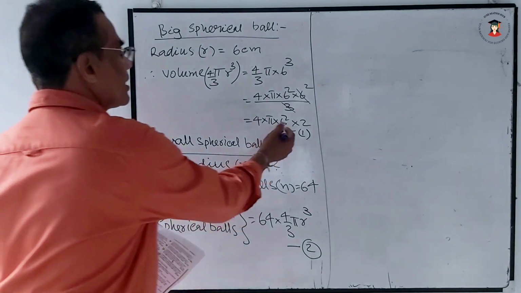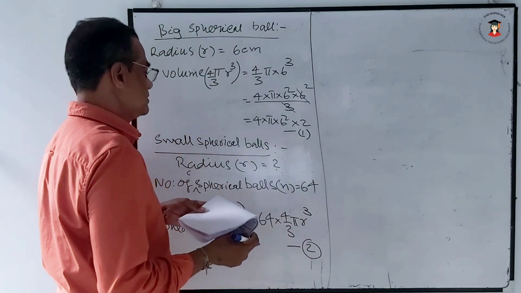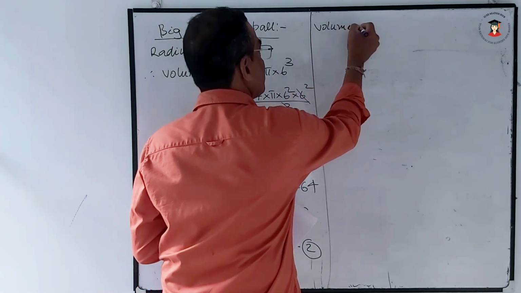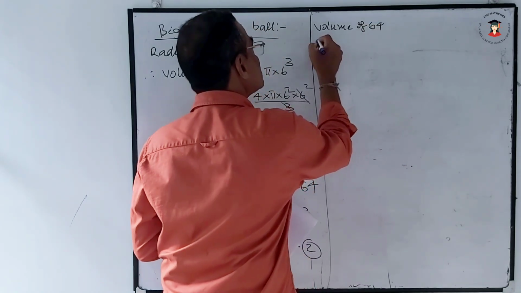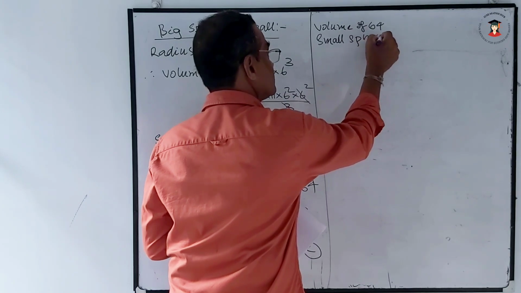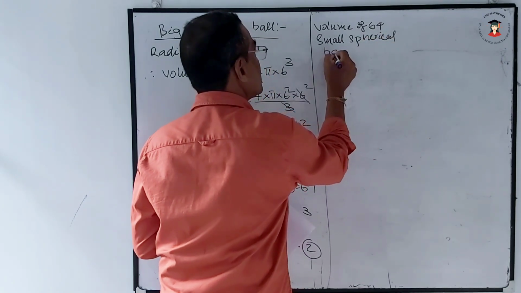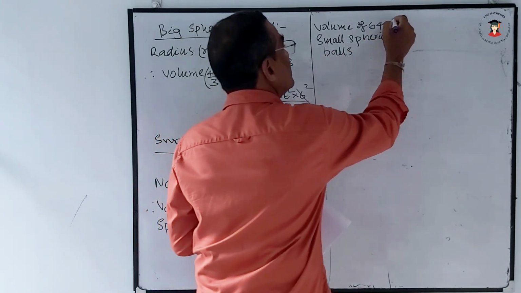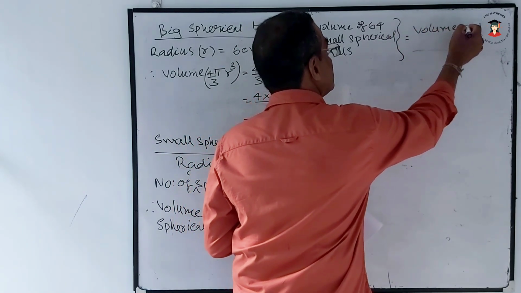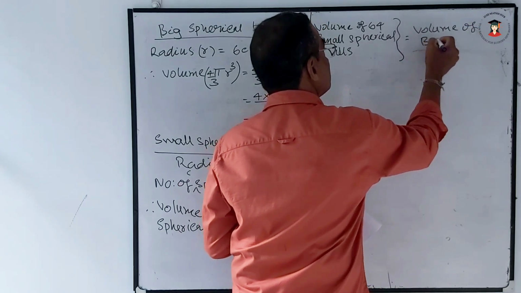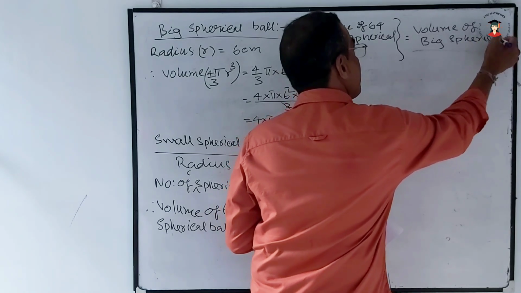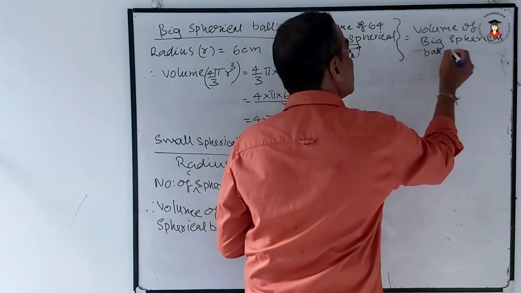We need to equate 1 and 2. So the equation is volume of 64 small spherical balls is equal to volume of big spherical ball before melting.